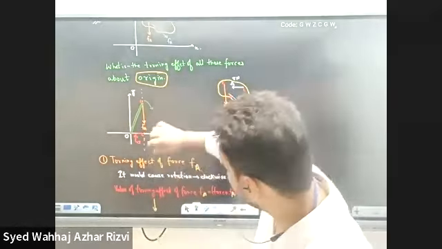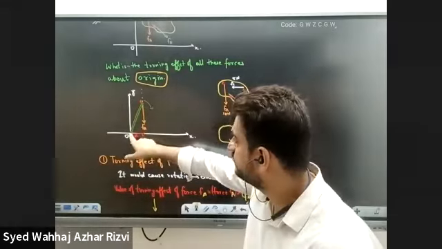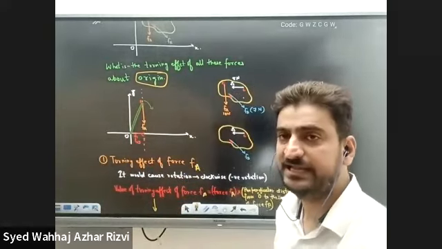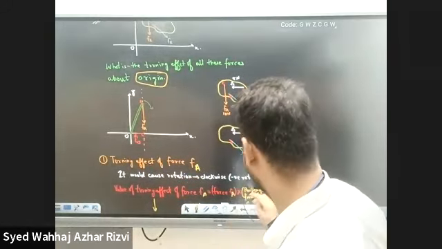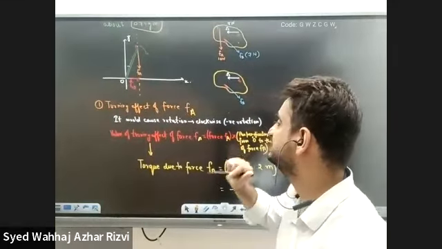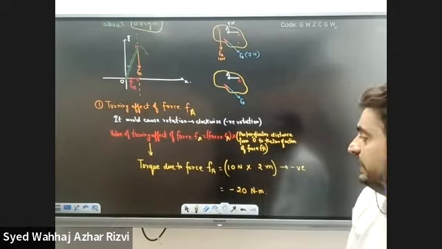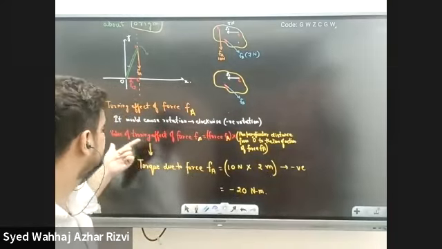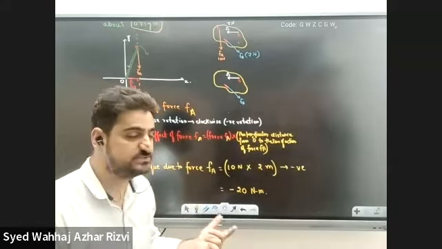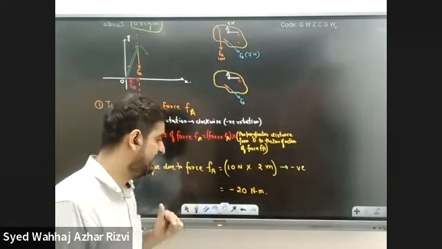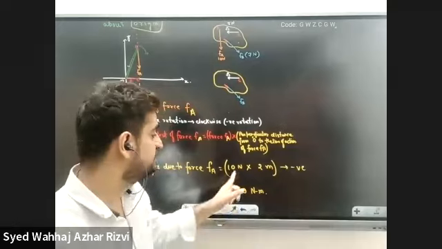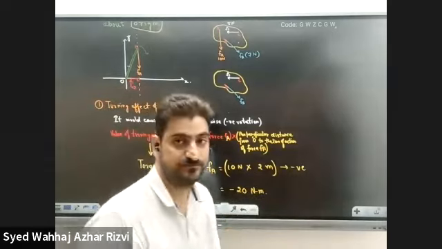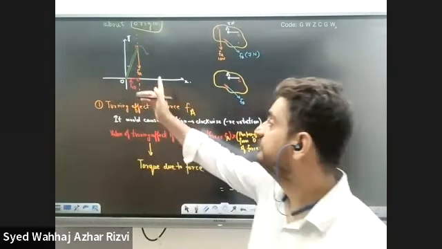So we multiply the 2, which is the perpendicular distance from O to this line, by this Fa. And we give it a negative sign. Why so? Because it is causing a clockwise rotation, and a clockwise rotation is known as a negative rotation. So the turning effect of force Fa, in other words the torque due to Fa, would be 10 Newton into 2 meters with a negative sign. That would be a negative 20 Newton meter. That would be the turning effect of force Fa.